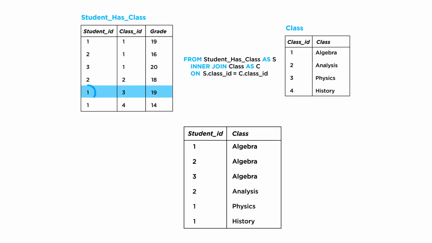Fifth row, student ID 1, class ID 3, we look up class ID 3, it's physics, so student ID 1 and physics in the output. And sixth row, student ID 1, class ID 4, we look up class ID 4, it's history, so student ID 1 and history in the output.